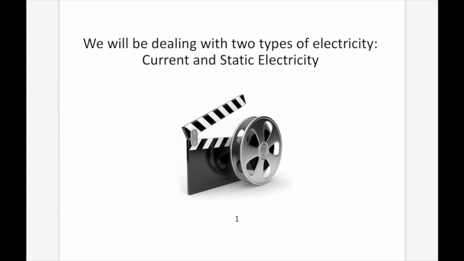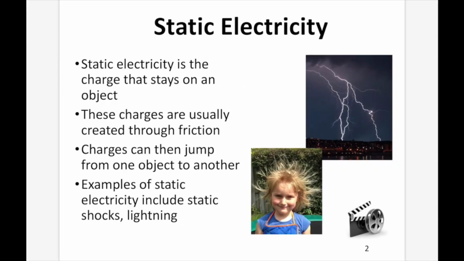Now we're going to be dealing with 2 types of electricity, current and static electricity. First up, static electricity. Static electricity is the charge that stays on an object. These charges are usually created through friction. Charges can jump from one object to another, like we see with lightning. And other examples include static shocks and hair standing up on end. All these things are due to static charges being built up on objects.